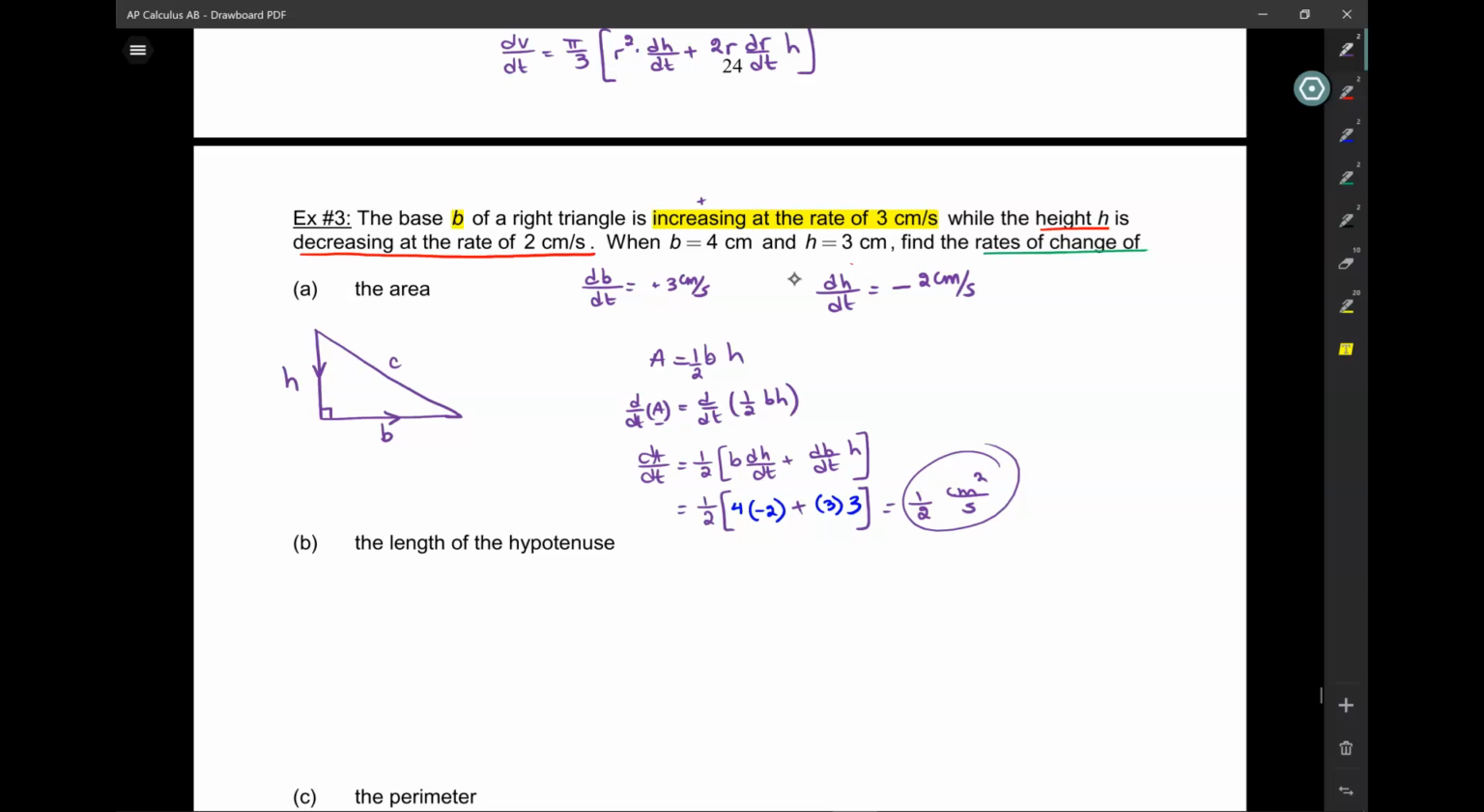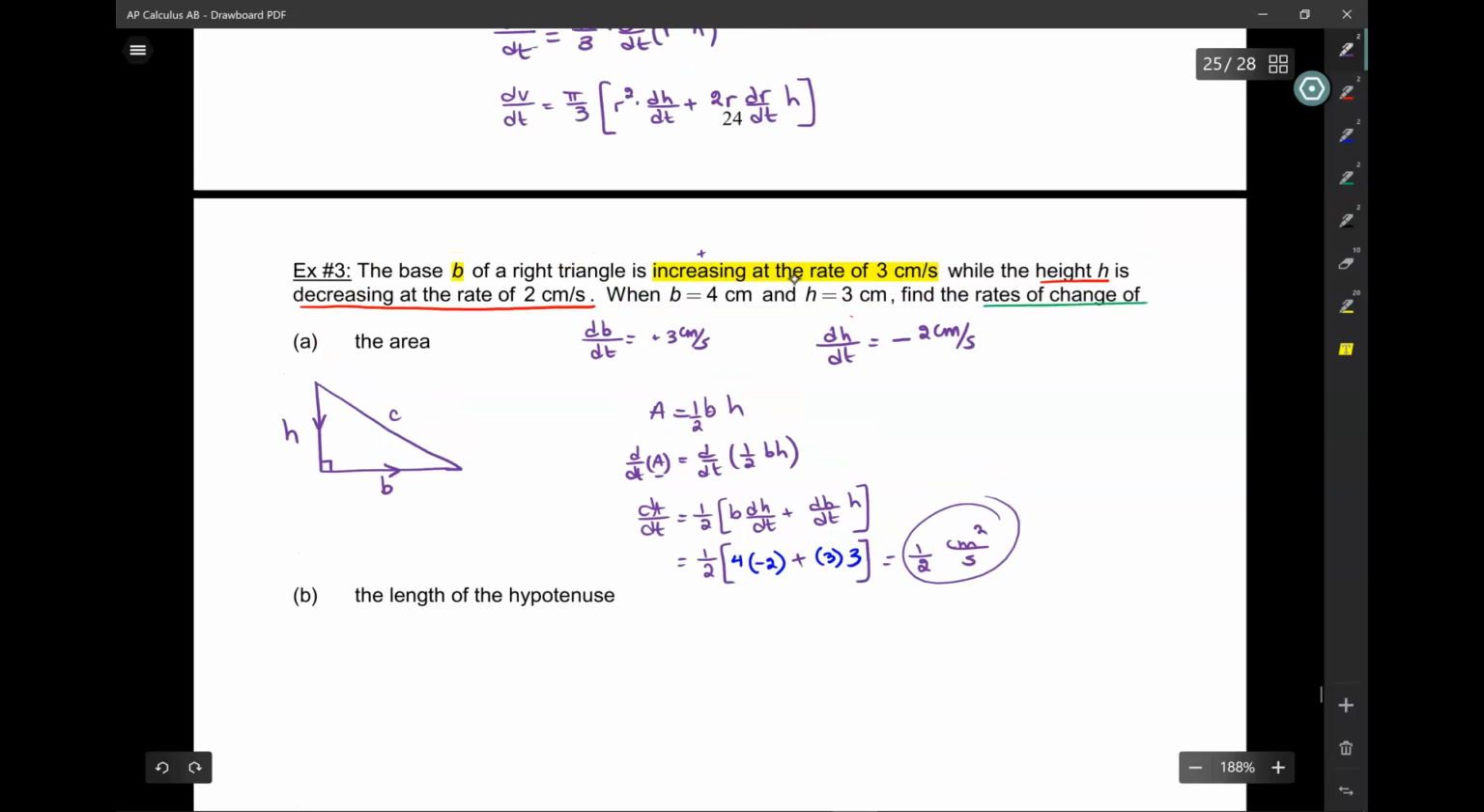So you have the derivative of h and also times h, so you just substitute for both of them. You were told in the problem that the base is increasing at a rate of 3, and then you're also told that h is 3. Okay, good.